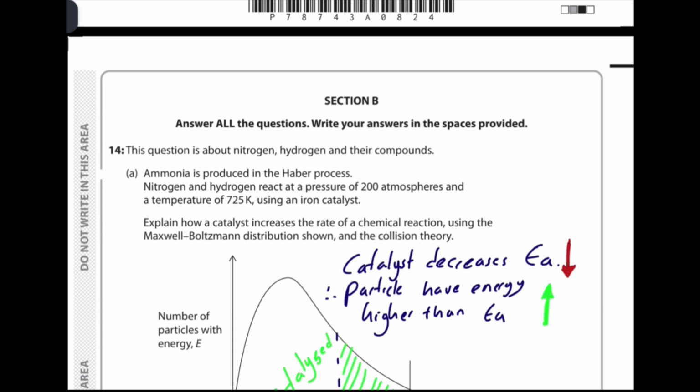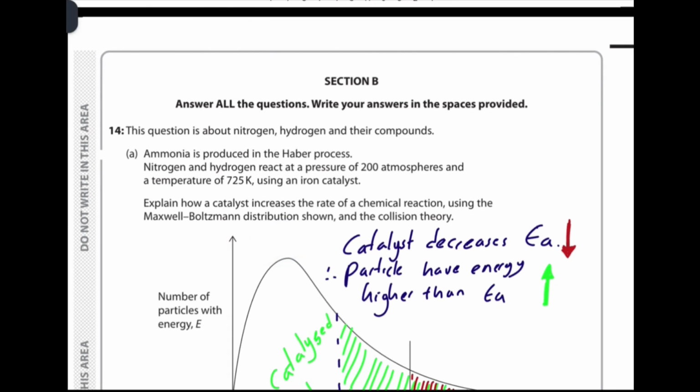Question number 14. This question is about nitrogen, hydrogen and their compounds. Ammonia is produced in the Haber process. Nitrogen and hydrogen react at a pressure of 200 atmospheres and a temperature of 725 Kelvin using an iron catalyst. Explain how a catalyst increases the rate of a chemical reaction using the Maxwell-Boltzmann distribution shown and the collision theory.